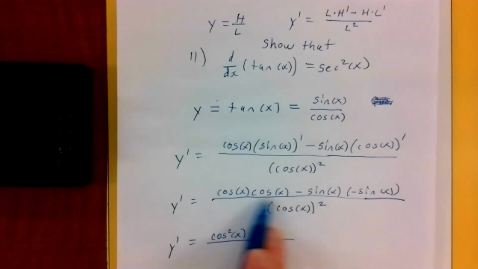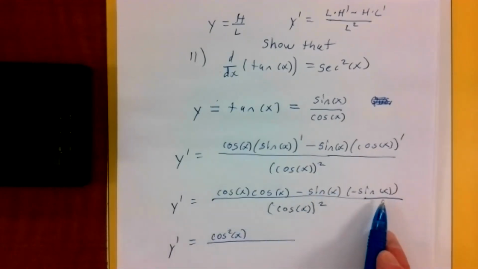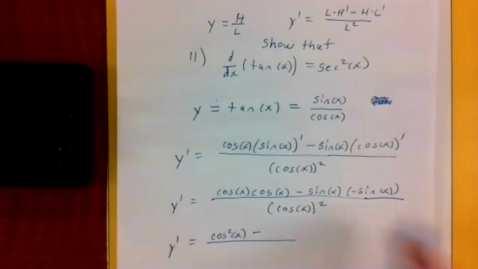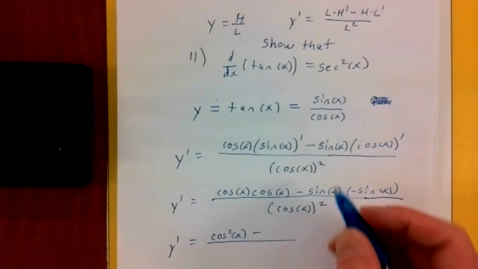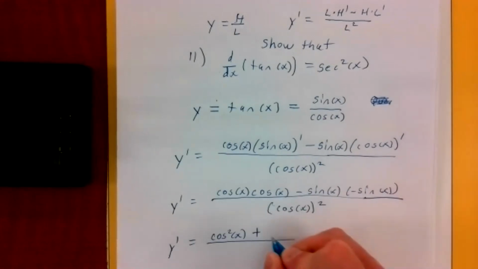So when you multiply cosine by cosine, I'm going to simplify the top now that I've gotten these two derivatives taken care of. Cosine times cosine is cosine squared. Sine times sine is sine squared. And because you have a negative times a negative, it will be positive.